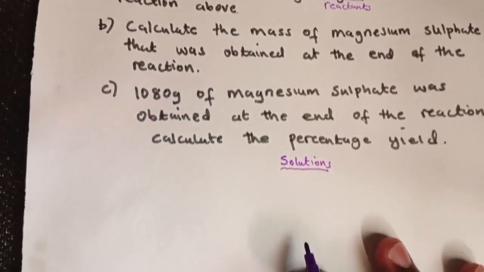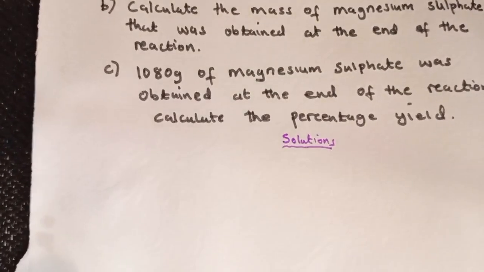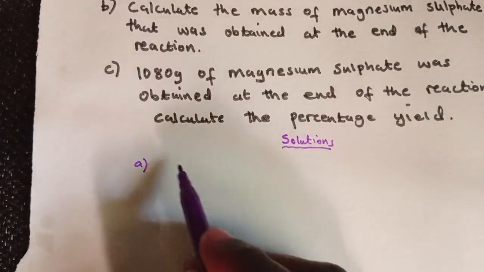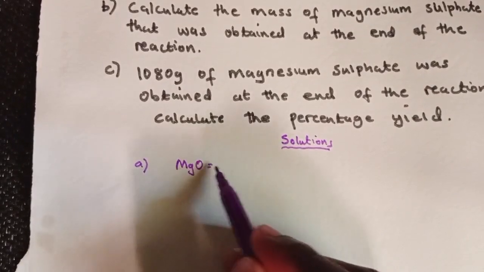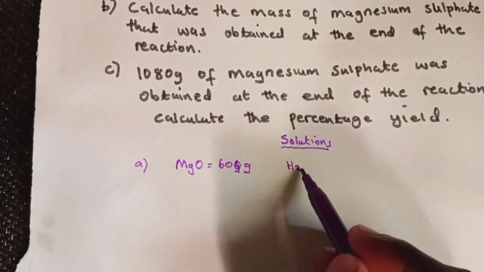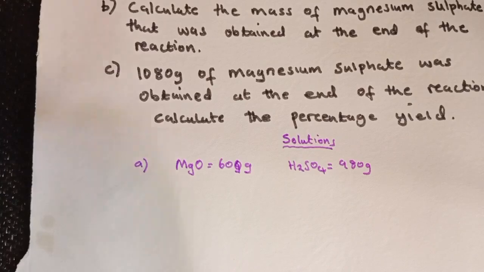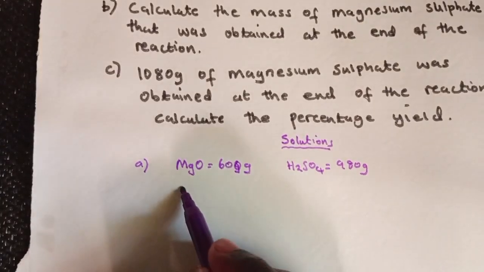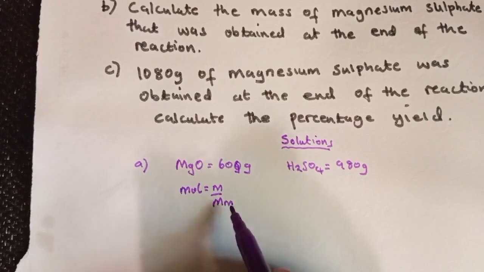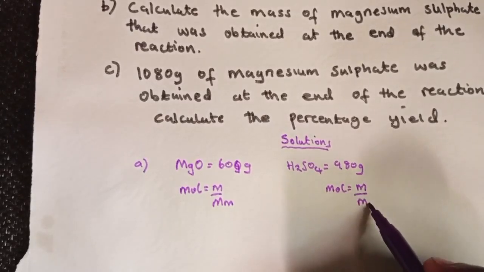The first question wants us to find the limiting reactant, and this is how we are going to find it. For question A, you're going to find the moles. You're told that magnesium oxide has a mass of 600 grams, while sulfuric acid has a mass of 980 grams. Now we need to find the moles. I like this formula: mole is equal to mass over the molar mass.